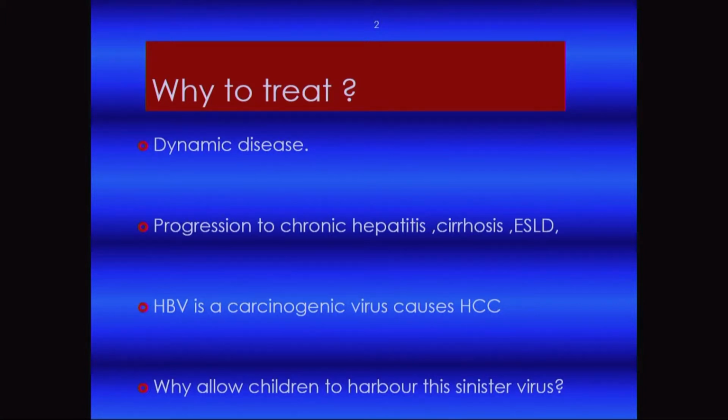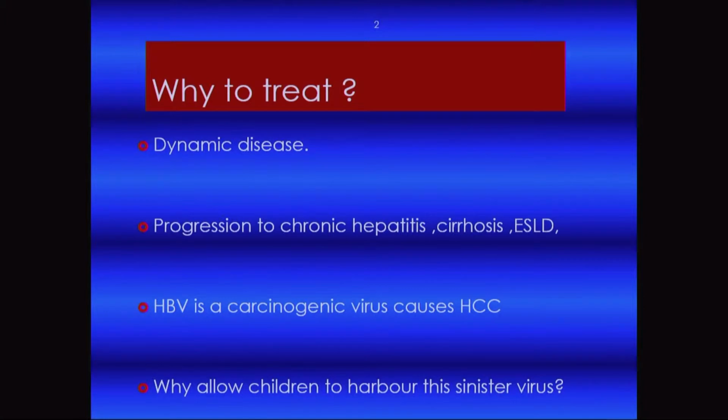Hepatitis B is not like A, it's not like E. There is a proportion which will progress to chronic hepatitis, cirrhosis, end-stage liver disease, and you may even require a transplant. And the most important is it is a carcinogenic virus, and we know these carcinogens, the longer they are with you, the higher potential they have to go in for malignancy. So why should anyone allow a child to harbor this sinister virus with so much bad potential?